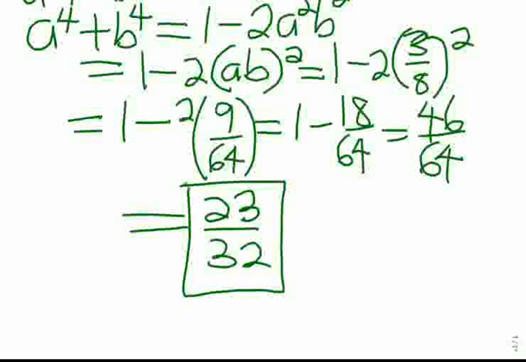So this is the solution to a raised to the power 4 plus b raised to the power 4, the quadruple of cos x plus the quadruple of sin x.